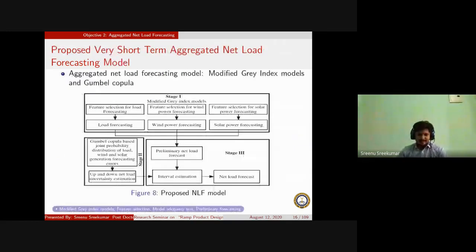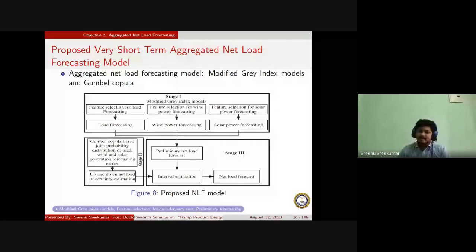And figure 8 shows the proposed aggregated net load forecasting model. It uses modified grey models: the grey model in objective 1 is modified by adding correlation-based feature selection, and it also uses the Gumbel Copula for net load uncertainty estimation. The proposed model has 3 stages.